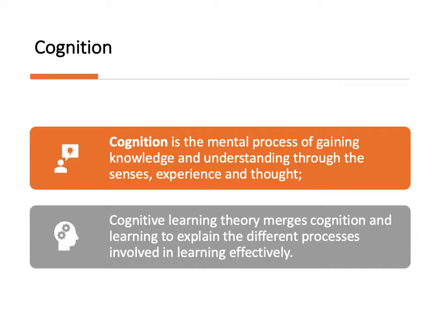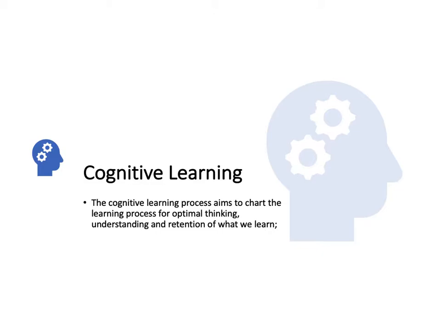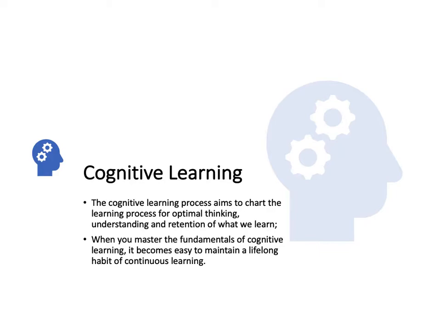Cognitive learning theory merges cognition and learning to explain the different processes involved in learning effectively. The cognitive learning process aims to chart the learning process for optimal thinking, understanding, and retention of what we learn. When you master the fundamentals of cognitive learning, it becomes easy to maintain a lifelong learning habit of continuous learning.